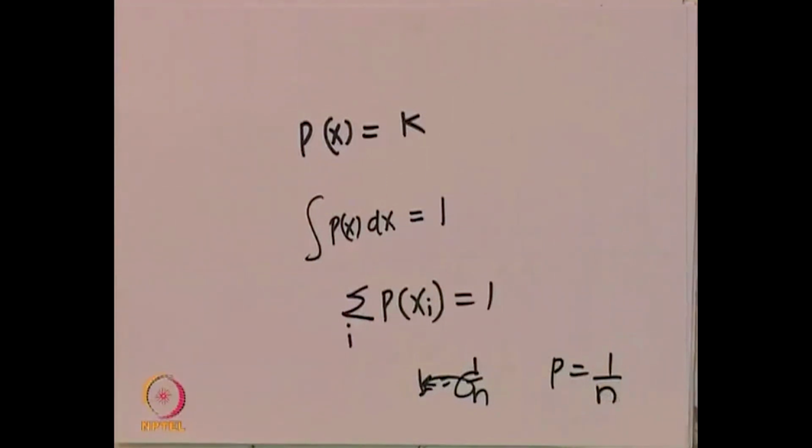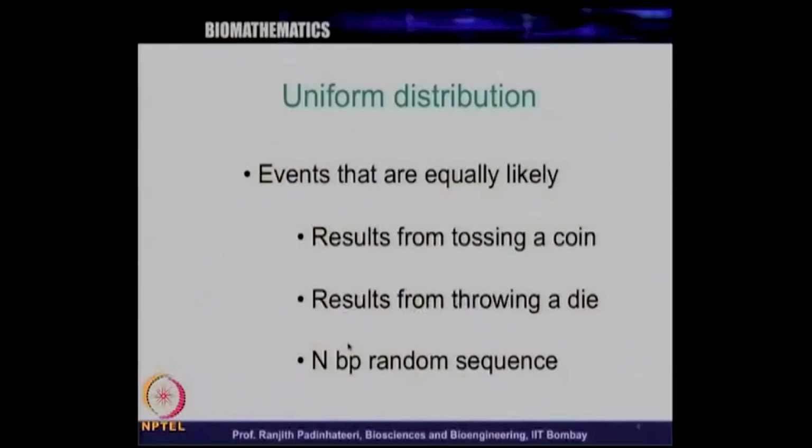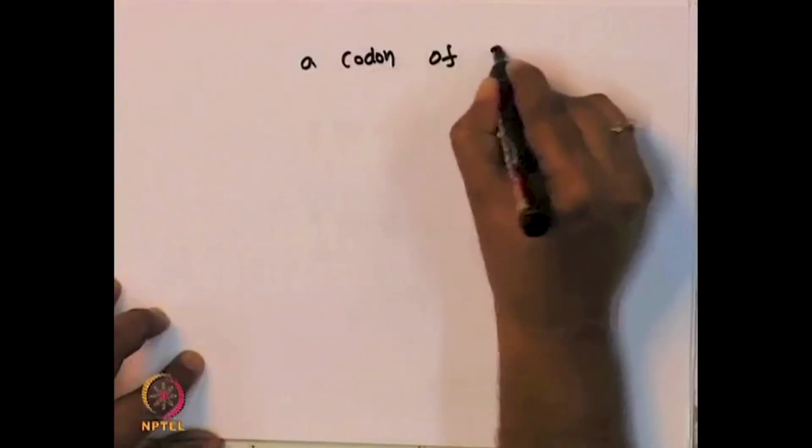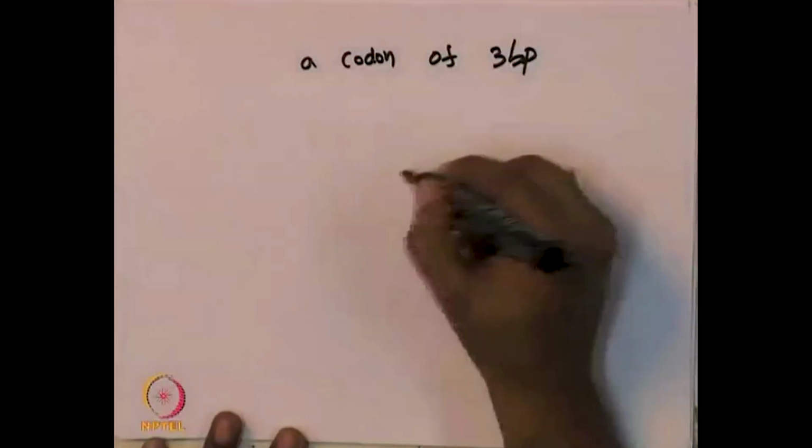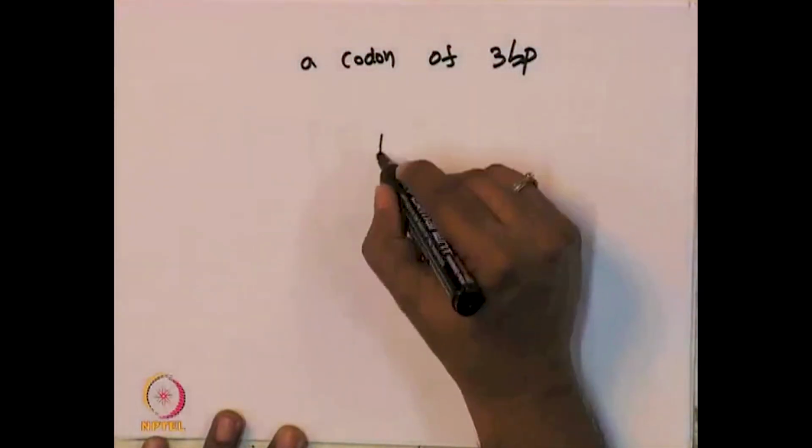Okay. So, now the third example which we discussed is here. Let us say you have a random sequence. So, let us say n base pair of random sequence. Let us think of a random 3 base pair, like a codon of 3 base pair. What is the probability that you will find a codon of ACT?